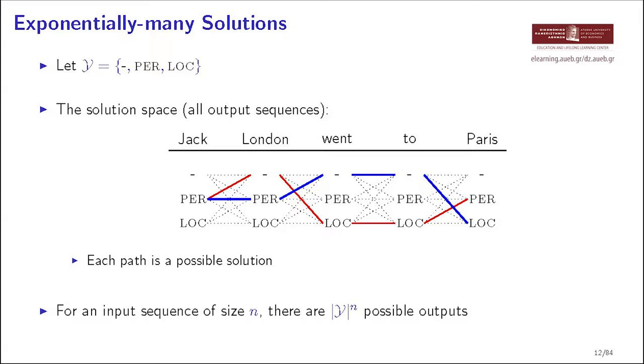Now, if the input is of size n, and there are y possible labels, then the possible output is y to the n, right? So it's exponential, which means it's just impossible to enumerate exhaustively all possible outputs. Even though in the exercises today, one approach is precisely to enumerate all the solution space by brute force and then pick the best one. So the exercises will illustrate what you should not do.